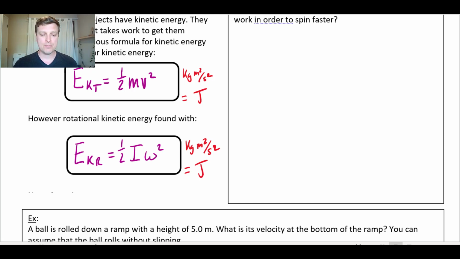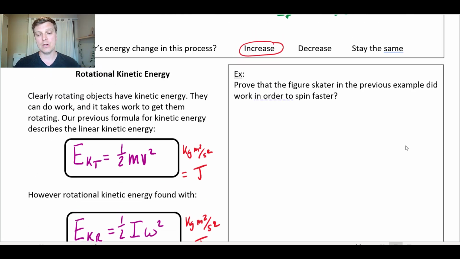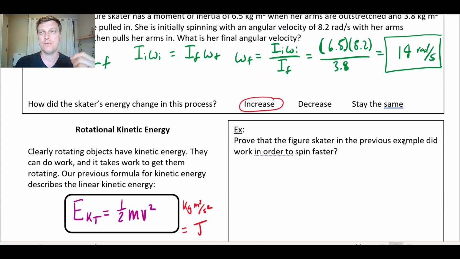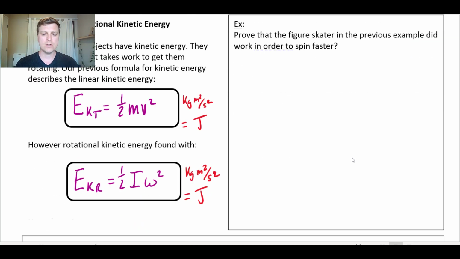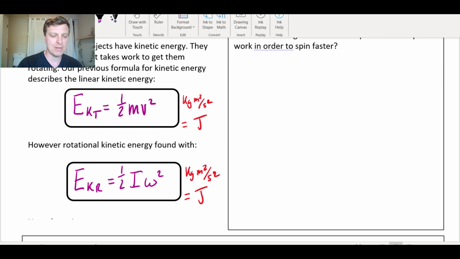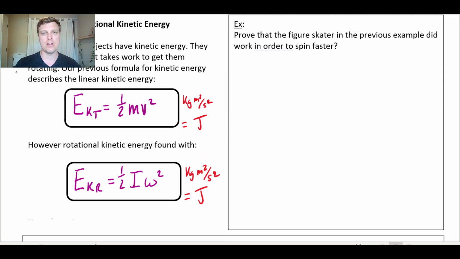So in this previous example, we came to the conclusion that this figure skater must have increased her mechanical energy. And so how is this possible? Where did this energy come from? Well, first let's just prove that in fact work must have been done on the figure skater. There's no way around this. There definitely was work done.